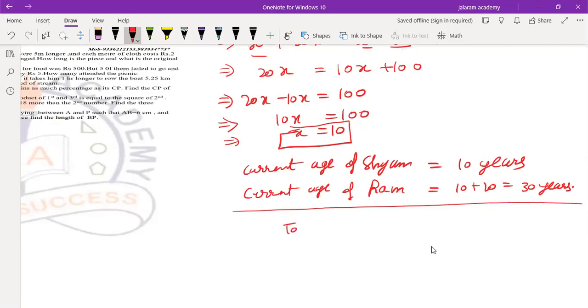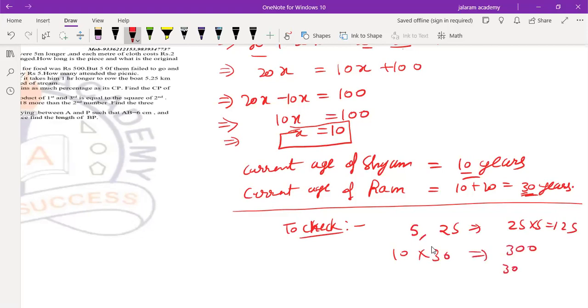Now we don't have an answer sheet, so we check it in rough. To check it, subtract 5 from the ages of both. 10 minus 5 is 5, 30 minus 5 is 25. The product is 25 into 5, 125. The current product is 10 into 30, 300. So 300 minus 125 is 175, which is given in the question. The age of Ram is 25 years at this time, which is 20 years more than the age of Shyam, which is 5 years. 5 plus 20, 25. Correct.